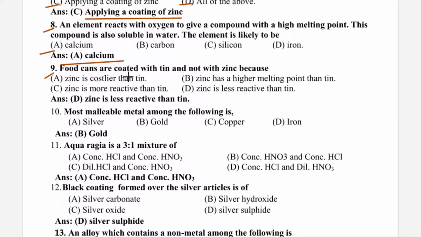Next one. Food cans are coated with tin and not with zinc because. Why are they coated with tin and not with zinc? The options here are A, zinc is costlier than tin. B, zinc has a higher melting point than tin. C, zinc is more reactive than tin. D, zinc is less reactive than tin. Food cans are coated with tin because zinc is more reactive than tin. So food cans are coated with tin and not with zinc.